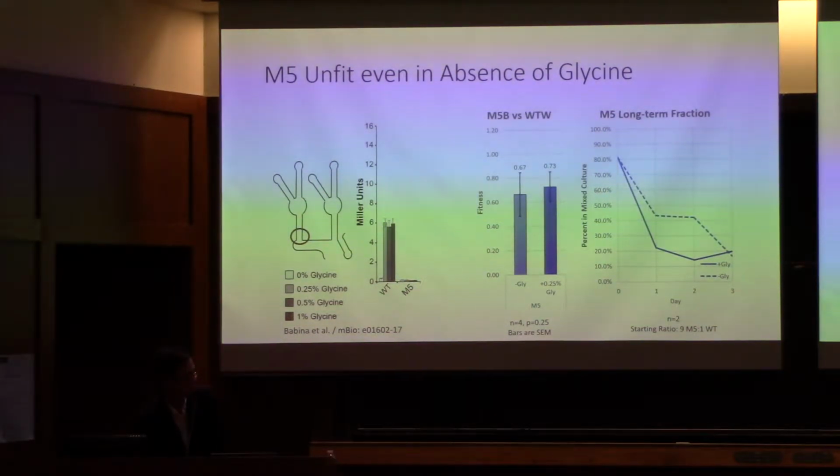If you look at M5, it's even more unfit. The short-term data by itself shows that M5 is a lot less fit than the other strains, in that the fitness values are significantly lower than 1 compared to the results for other strains. And if you look at the long-term experiment, we started with a 9-to-1 ratio, and by the end, the mutant was completely outnumbered, either in the absence or presence of glycine.